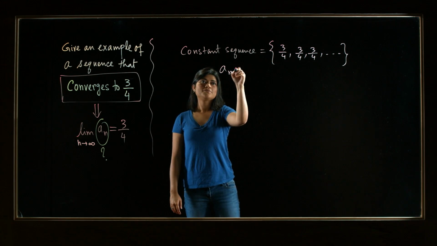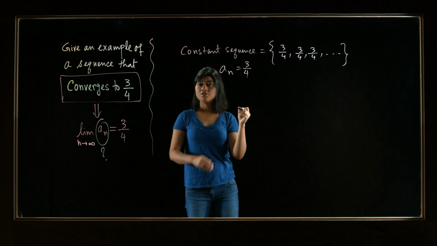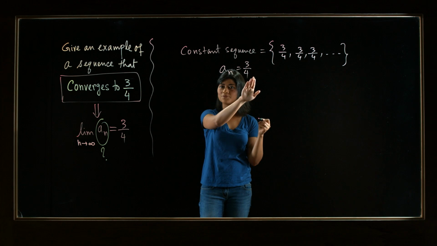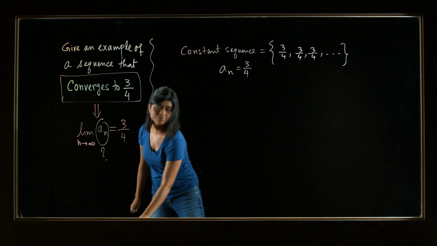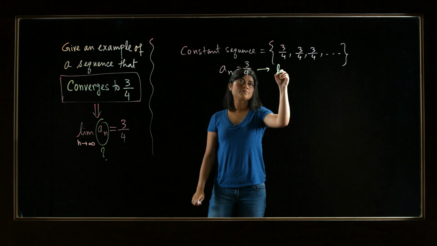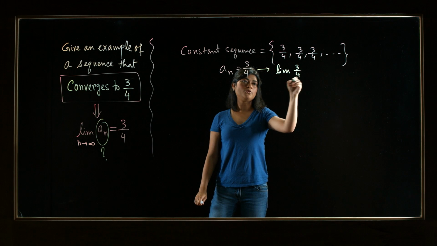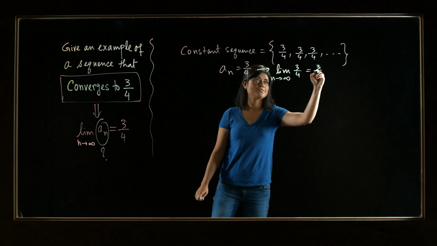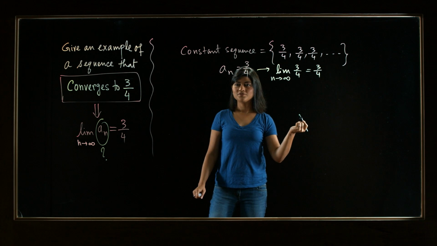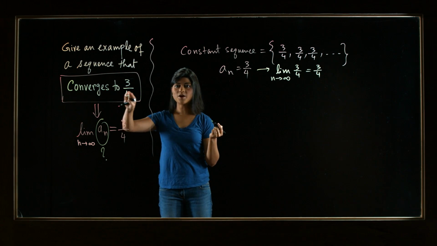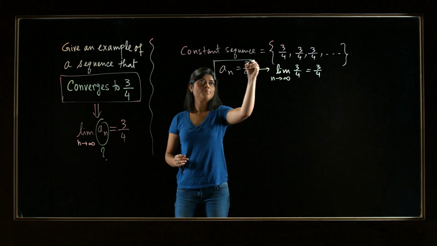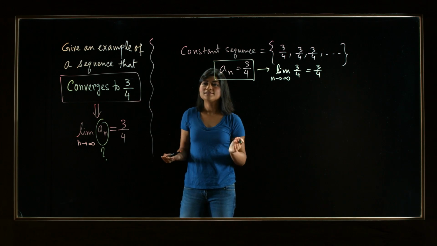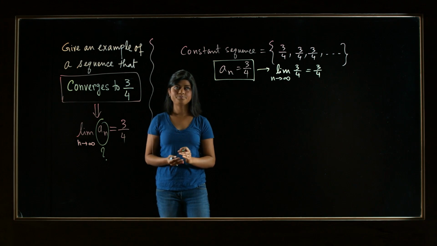So if you choose this example, that all your an's are 3 over 4, then what is the limit of this sequence? The limit of 3/4 as n approaches infinity, since this is a constant, is that constant itself. So it satisfies this property. This is an example of a sequence that will converge to 3/4. It's probably the simplest one that you can think of.